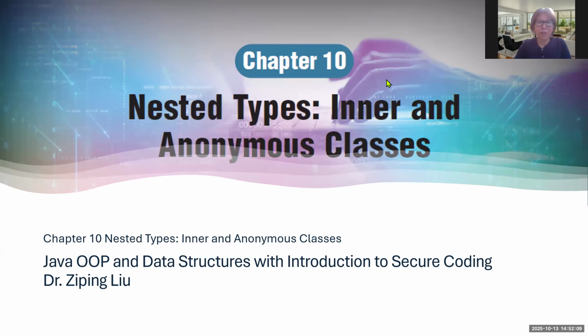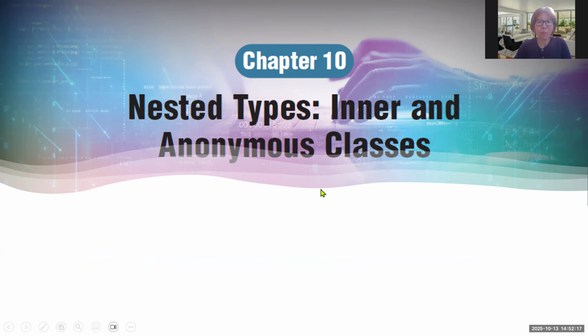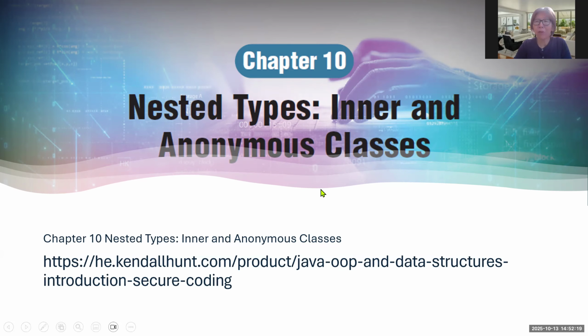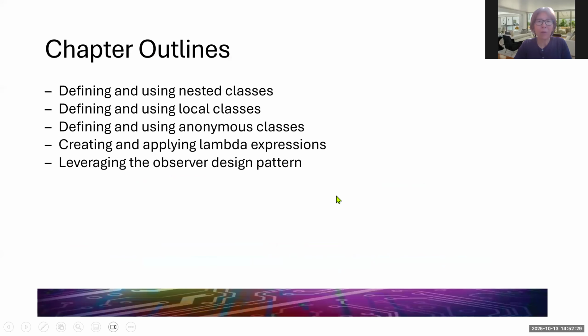In this lecture, we are going to start chapter 10 regarding nested types. In this chapter on nested types, we are going to discuss inner classes, nested classes, local classes, anonymous classes, and lambda expressions. Those four are the major topics that we are going to discuss in this chapter.